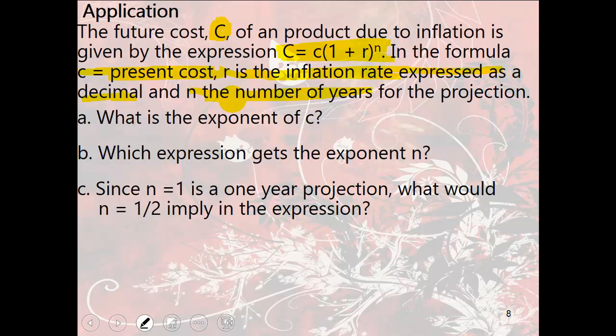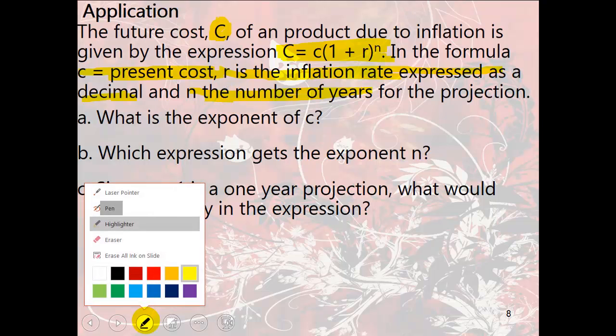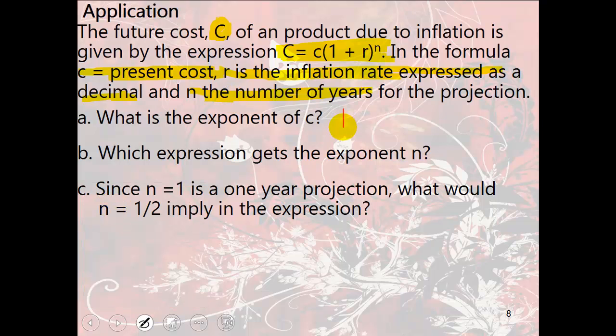What is the exponent on little c? Well, it doesn't take a lot of investigation. That little c is not getting the n. It has an exponent of 1. Which expression does get the exponent of n? Well, that is the expression 1 plus r.